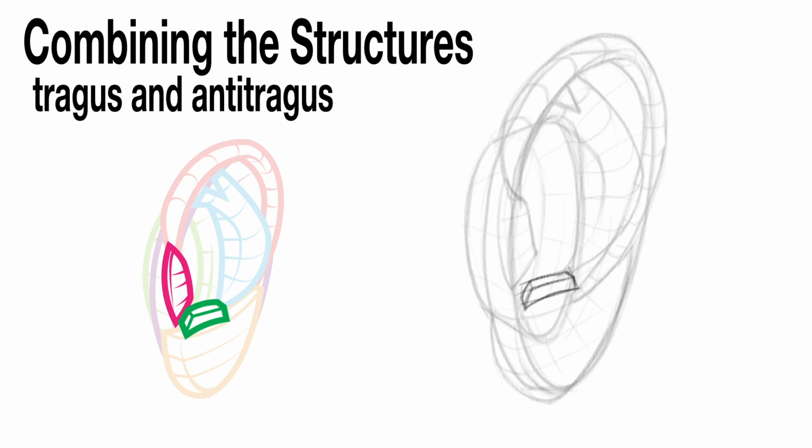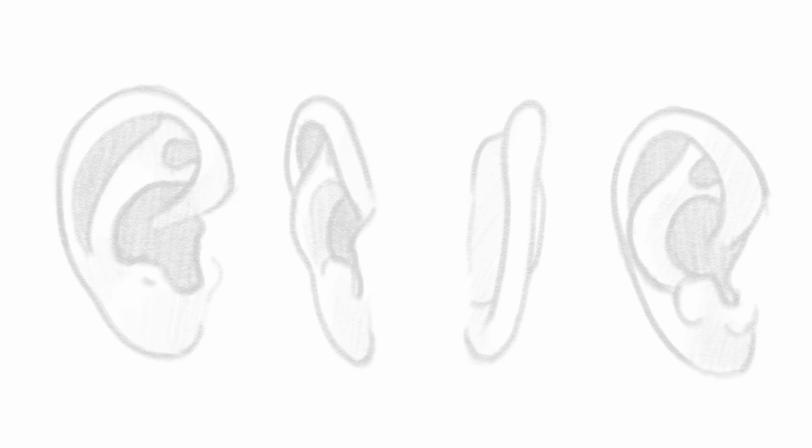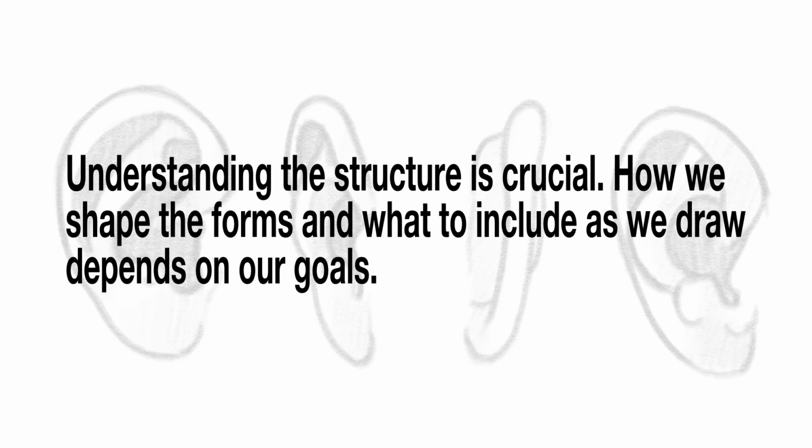We use the bowl that suggests where the concha is to guide the placement of these forms. One thing I'd like to point out is that we don't have to draw each structure when drawing an ear like I did in this demo, but we should know where each one goes before we start drawing that ear. It's an understanding of how these forms come together that is important. How we draw them and what to include is determined by our goals in the drawing.